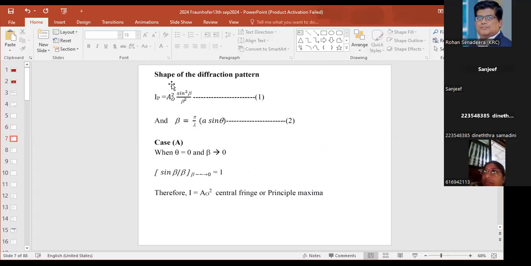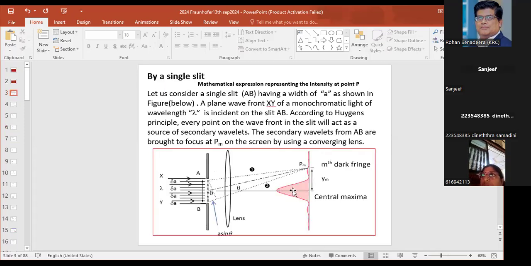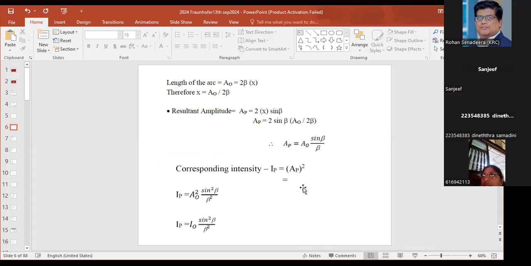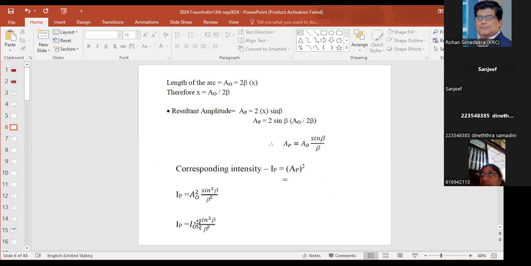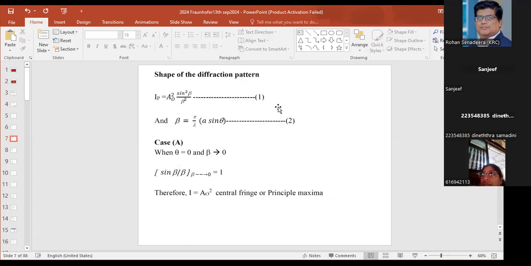Now we want to see the shape of the diffraction pattern, how it goes, because we just drew the central fringe like this. So we should know how we can get this pattern. Let's see how we can get that pattern. Now we have this equation: IP is equal to A naught squared sine squared beta over beta squared. This is our normal equation. In terms of intensity you can write it like this, but we use this one for our small things.